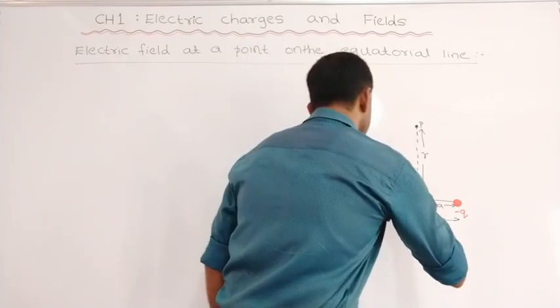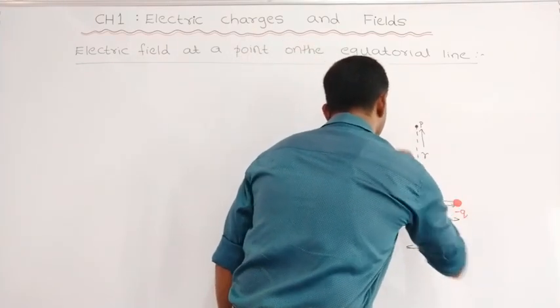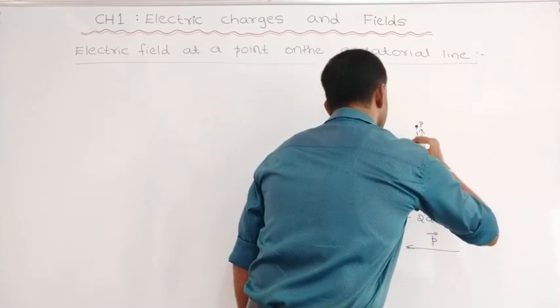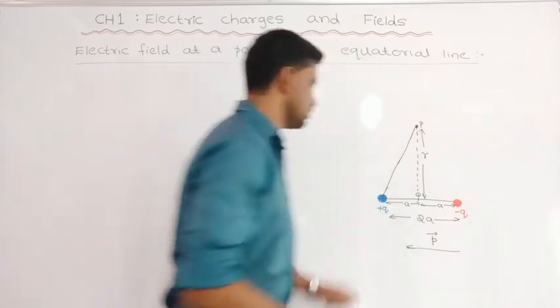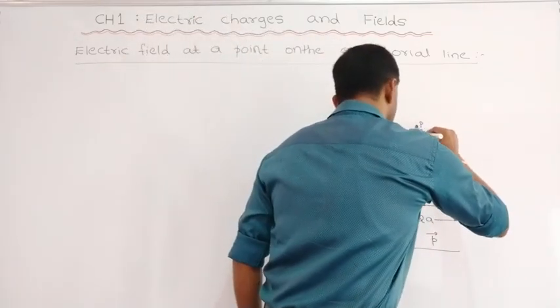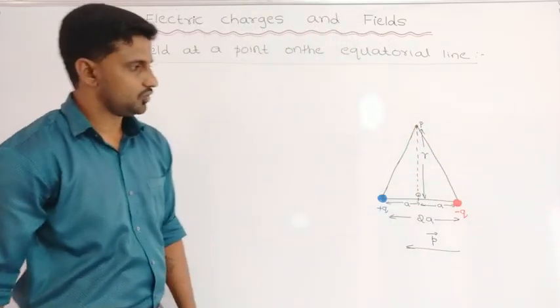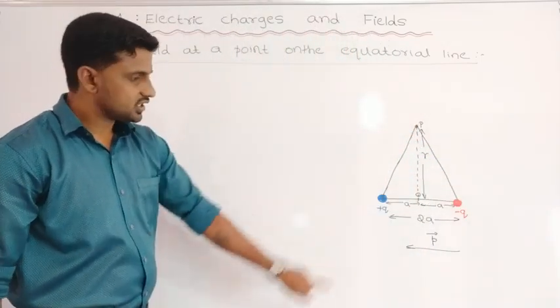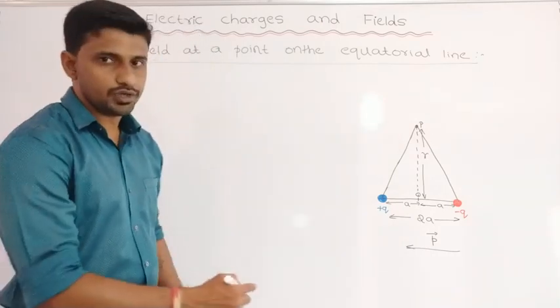To represent that distance, I am drawing one line from the positive charge to the point P, which represents the distance from the positive charge to point P. Similarly, I am drawing another line which represents the distance from the negative charge to point P. Now, what is the distance of point P from the positive charge? That one we will find.